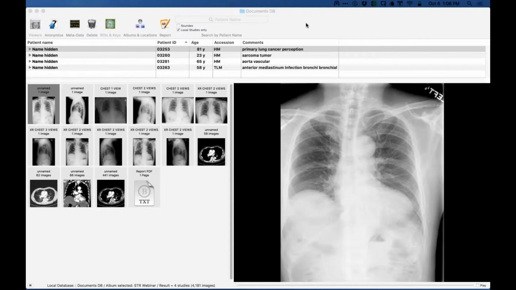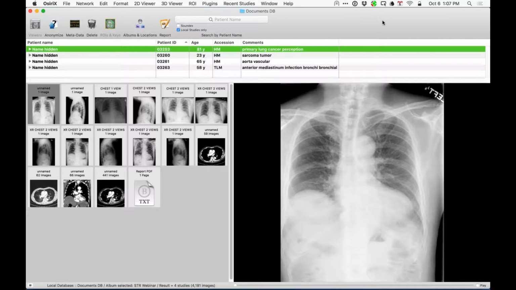I'll start and show some cases. Can someone confirm that my screen is showing? I don't see it. Okay, how about now? Yeah, now I see it. Very good. Okay, all right.